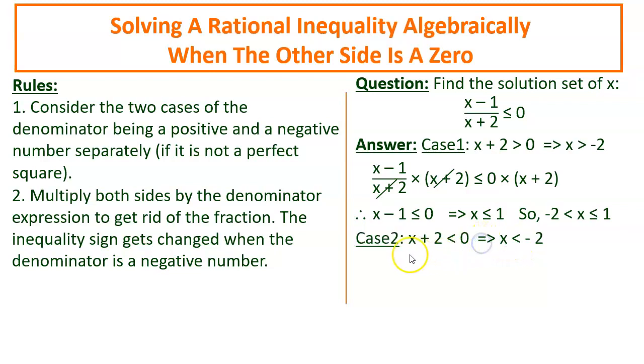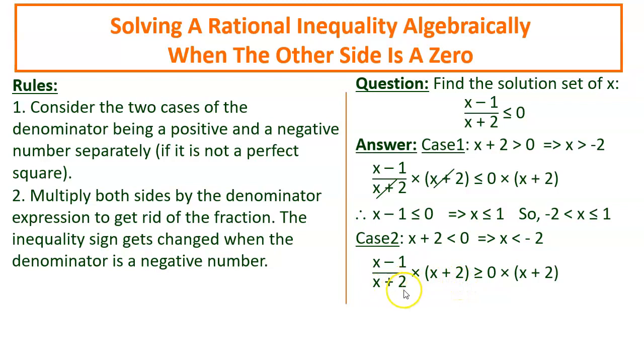Now coming to case number 2. Now x plus 2 is taken to be a negative number. So x plus 2 is less than 0, and this part gives the solution set of x as x is less than -2. And again we will be doing the same thing. We will be multiplying both sides by x plus 2, but in this case the inequality sign will be getting changed because we are multiplying by a negative number. So the less than or equal to gets converted to greater than or equal to, because this time x plus 2 is a negative number.